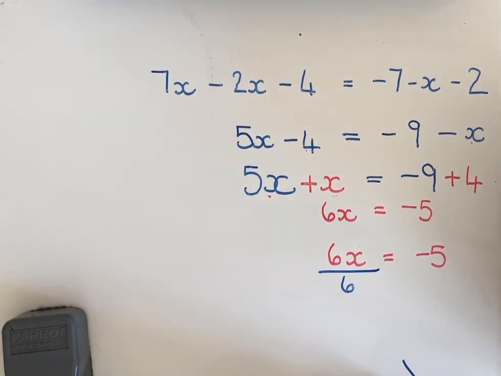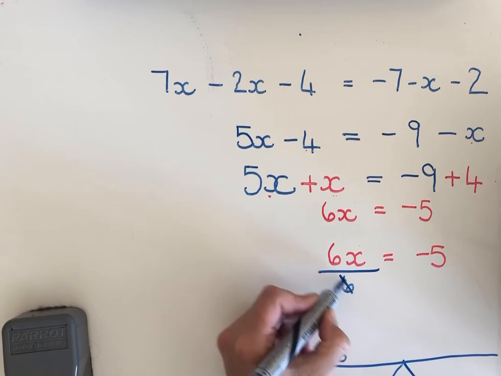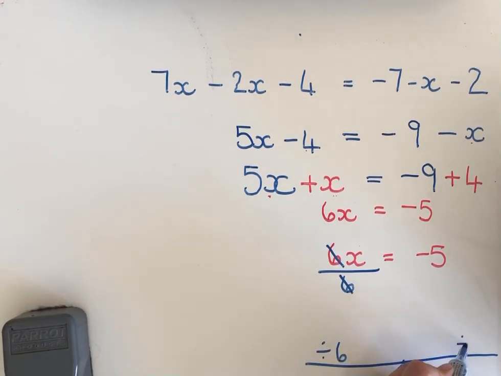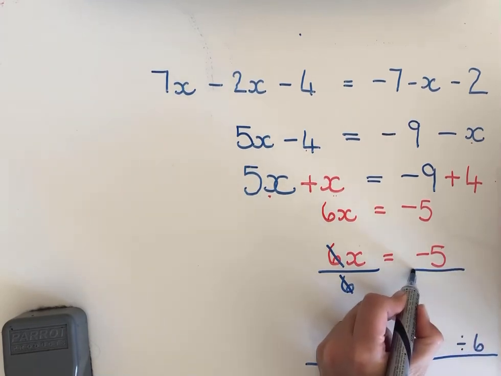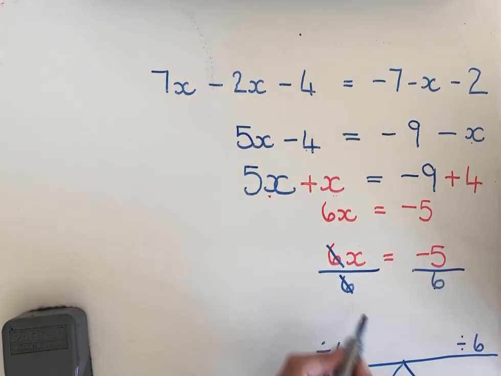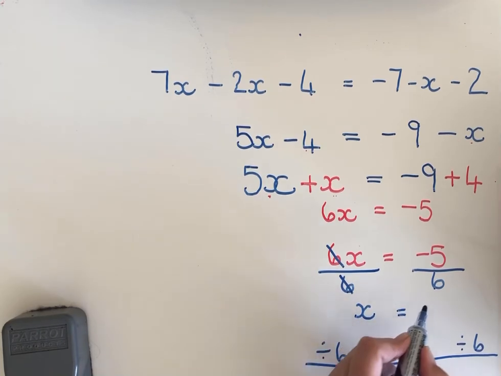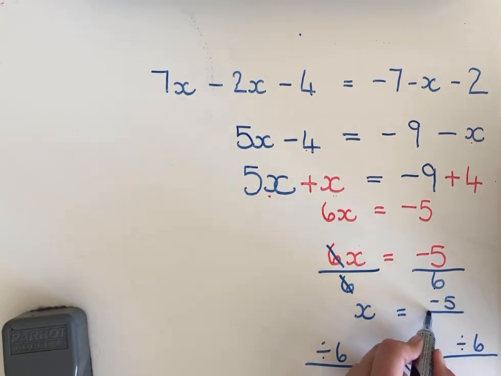So if you look at your balance scale here, if I divide by 6 on this side, the 6's are going to cancel. But now I've got to keep it in balance, so I must divide by 6 on that side as well. So my answer is x equals minus 5 over 6.